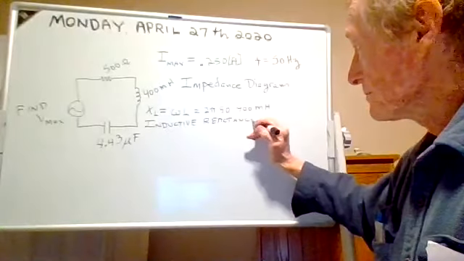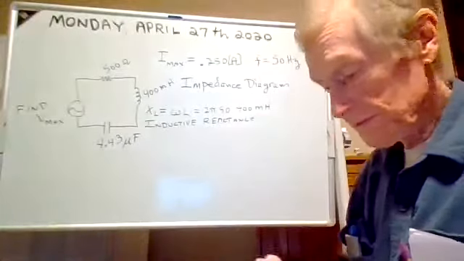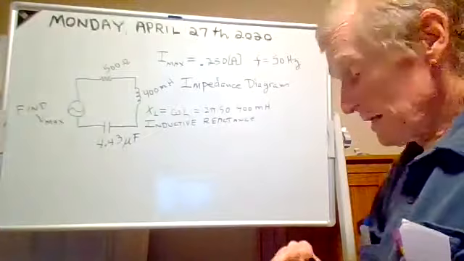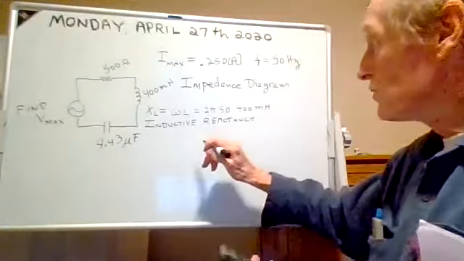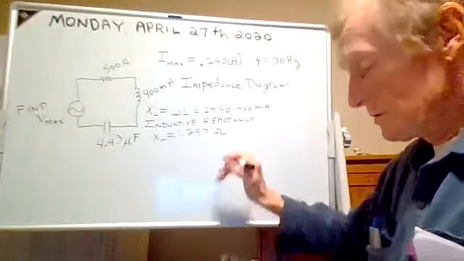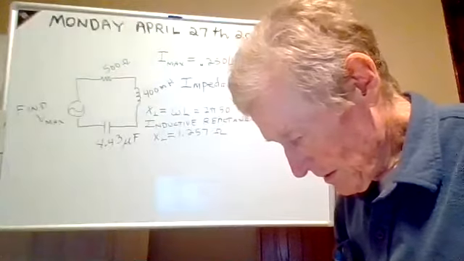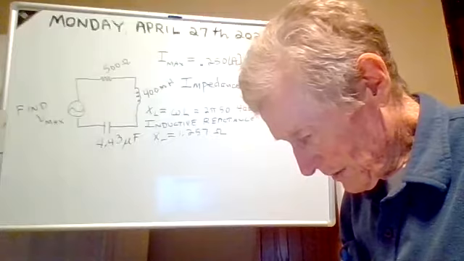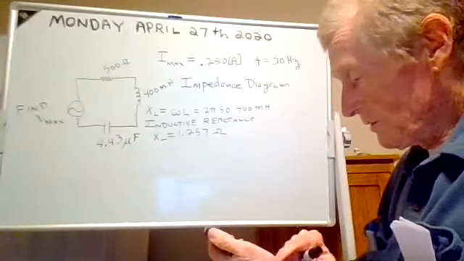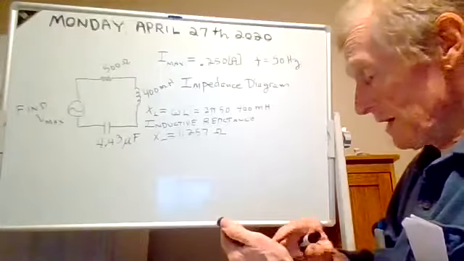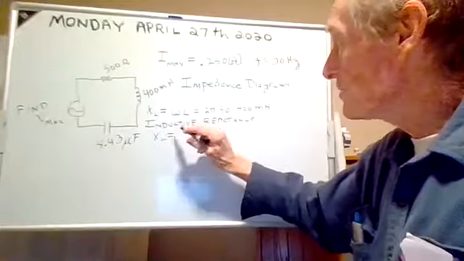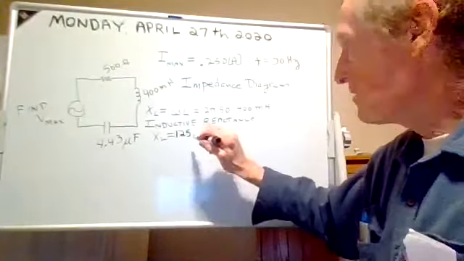All right, we're going to do that now. Well, that's 100 pi. Times 0.4. Well, I got XL is 1.257 ohms. I wonder if I did that right. Now that's not right. You guys are right, and I am wrong. Let me try again. 100 times pi times 0.4. That's more like it. It's 125.7, round it off to 125.7 ohms.